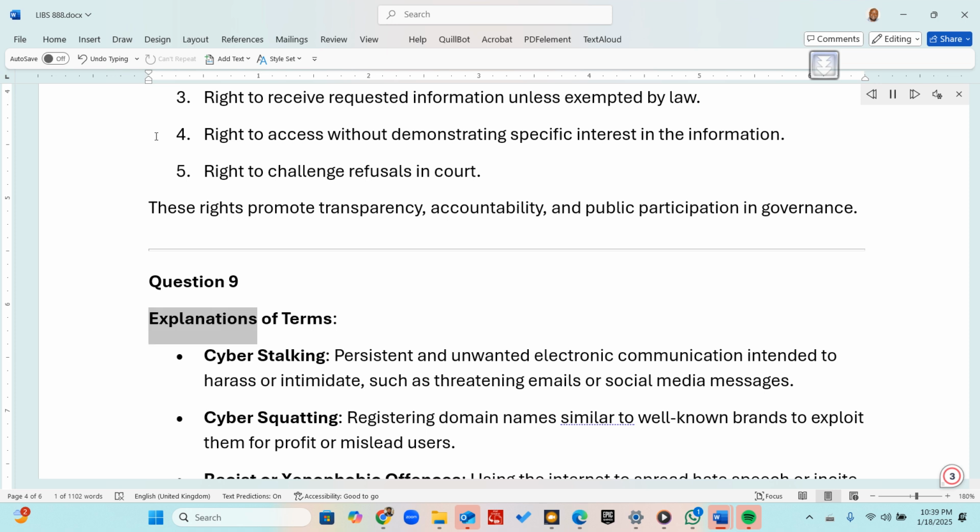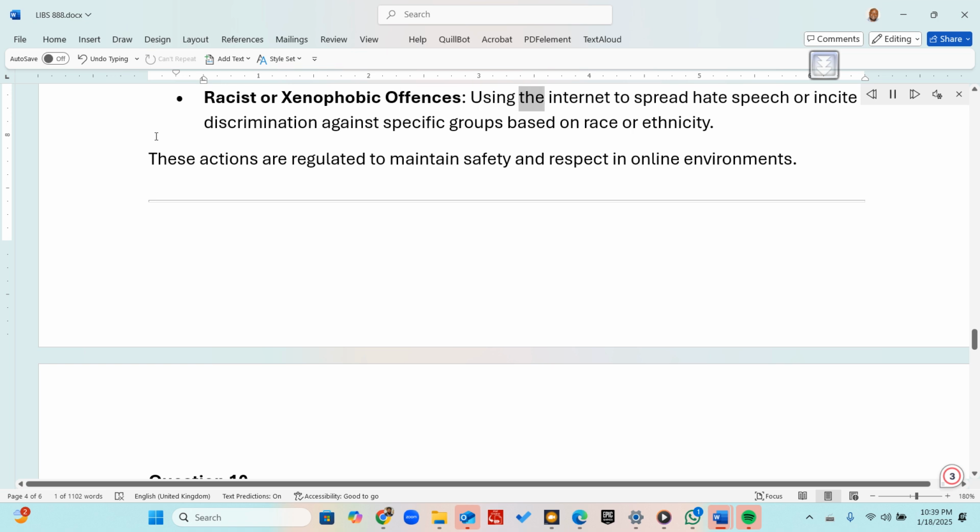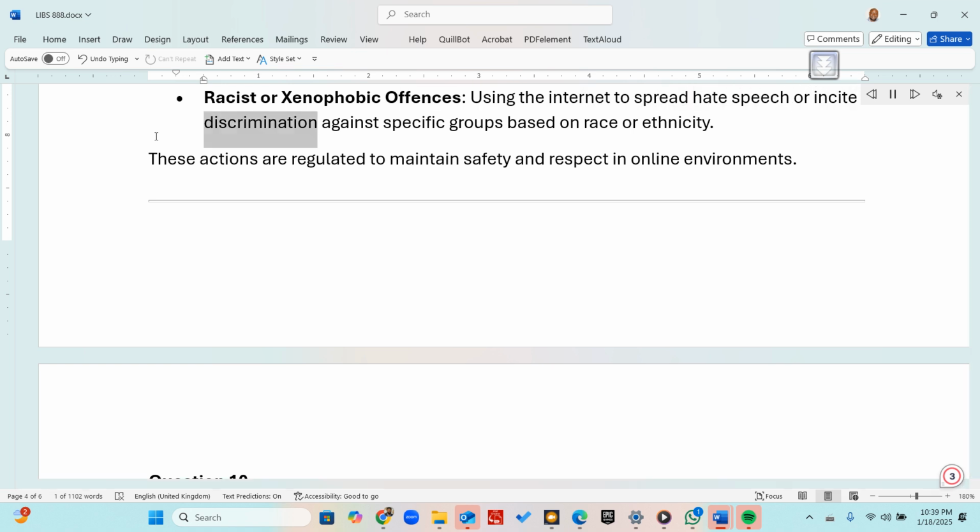Question 9. Explanations of terms. Cyberstalking, persistent and unwanted electronic communication intended to harass or intimidate, such as threatening emails or social media messages. Cybersquatting, registering domain names similar to well-known brands to exploit them for profit or mislead users. Racist or xenophobic offenses, using the internet to spread hate speech or incite discrimination against specific groups based on race or ethnicity. These actions are regulated to maintain safety and respect in online environments.